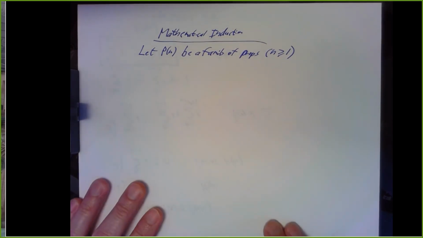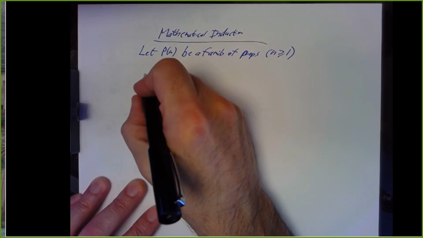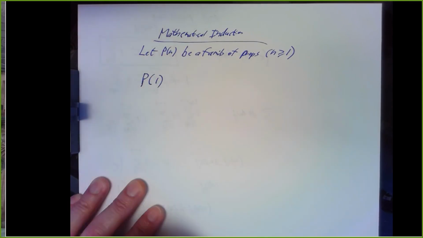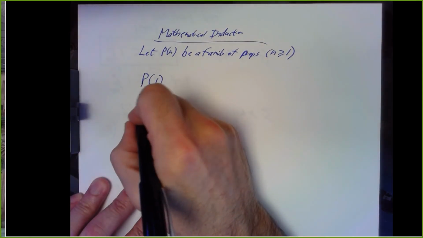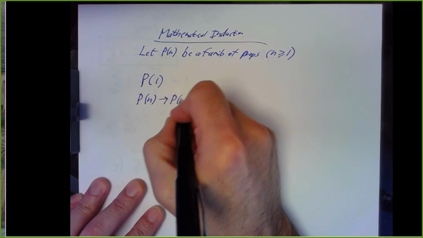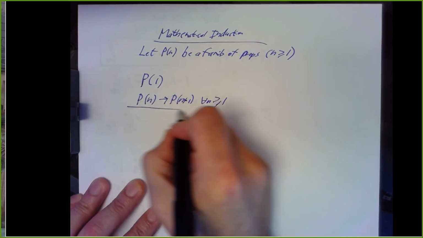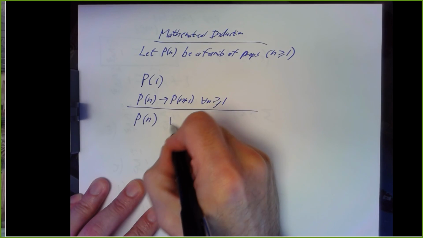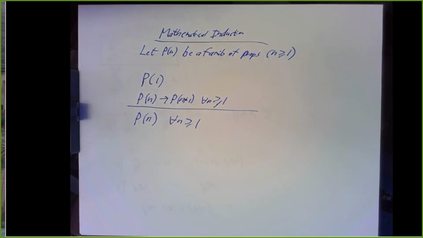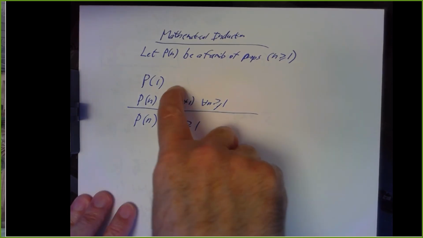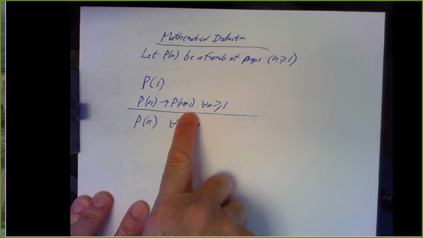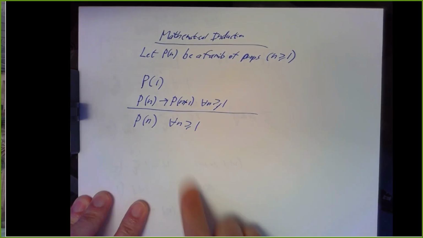All right, so let P of n be a family of propositions where n is bigger than or equal to 1. Here's what mathematical induction says. It's a theorem. It says if you're given P of 1 and you're given P of n implies P of n plus 1 for all n bigger than or equal to 1, then we can conclude P of n for all n bigger than or equal to 1. That's it. That's everything we're going to be doing for the next week or two. This is one theorem. Given P of 1 and given that P of n implies P of n plus 1, we can conclude P of n for all n.